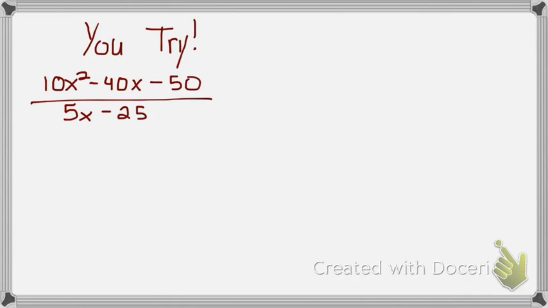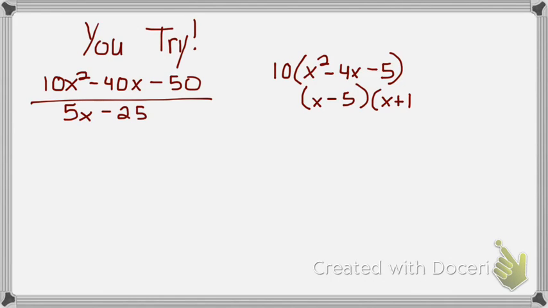Alright, now that you have pressed play, I'm going to show you how to actually simplify this rational expression. In the numerator, if I was to actually factor it out, I can factor out a 10 as my GCF, and I'm left with x squared minus 4x minus 5. And I can also factor that trinomial out to get x minus 5 and x plus 1.